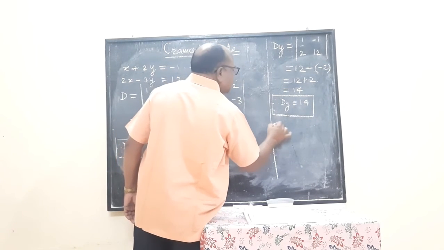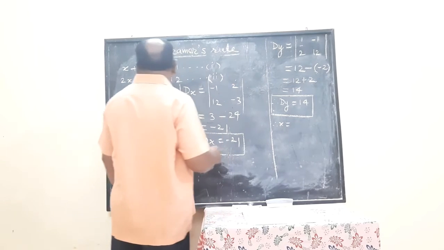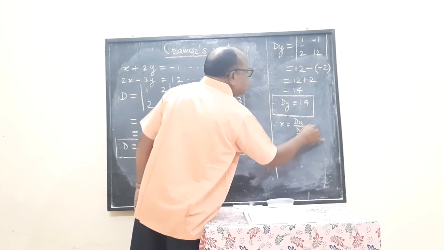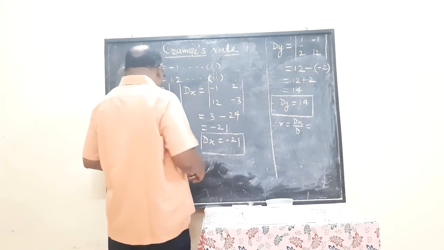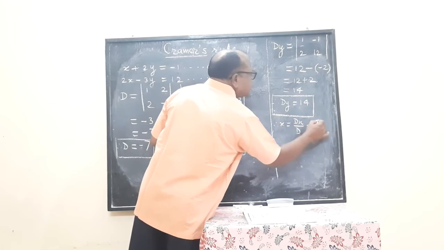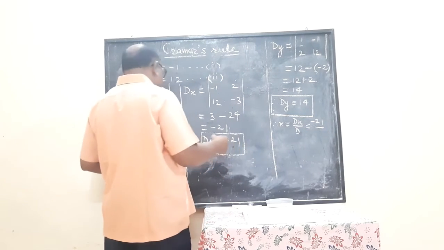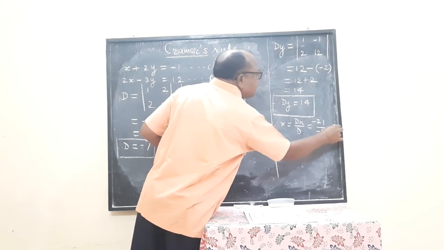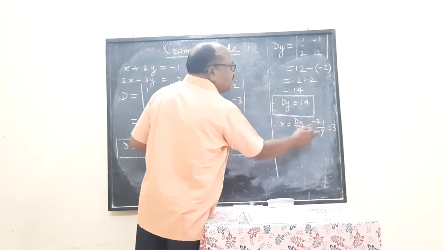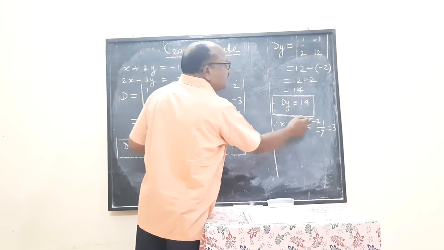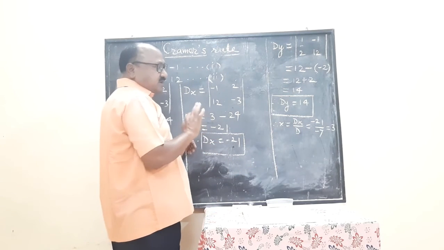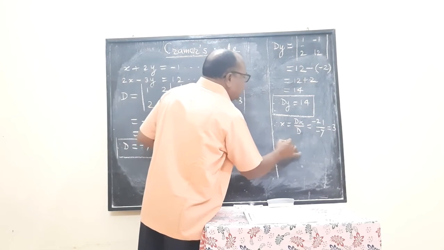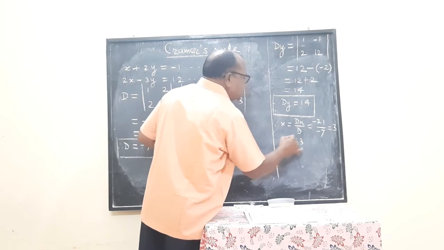Now x equals, therefore x equals Dx upon D. That is equal to the value of Dx, -21, upon D, -7. So this is equal to 3, because both the signs are negative, in the numerator as well as the denominator. That is why it will become positive. So therefore x equals 3.